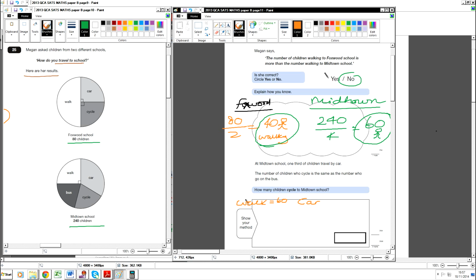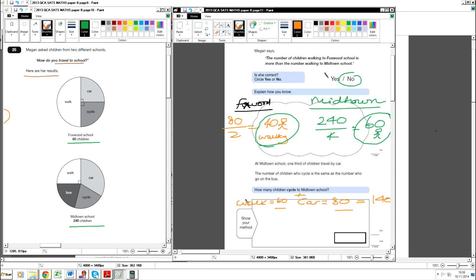A third of 240. What's a third of 240? 80. So how many go by car? 80. Okay, what about cycle? The number of children who cycle is the same as the number who go on the bus. So these two are both the same. They ask us to work out how many cycle. So what's walking plus car? 60 plus 80 is 140. So these two represent 140.